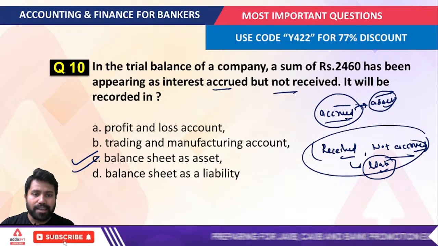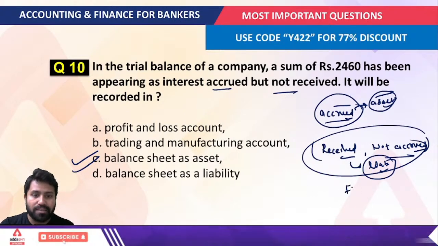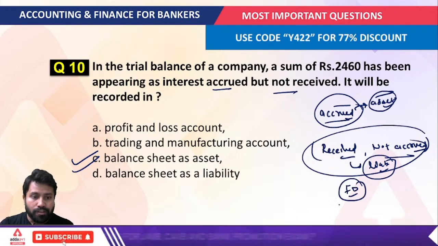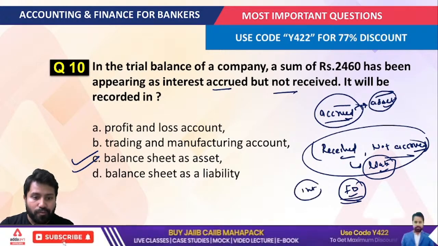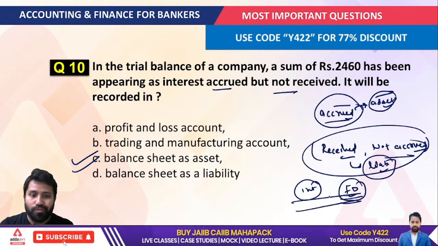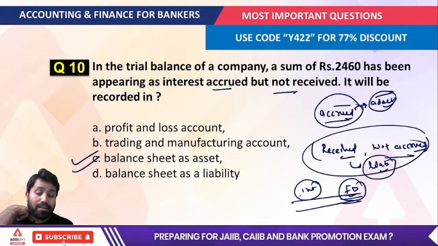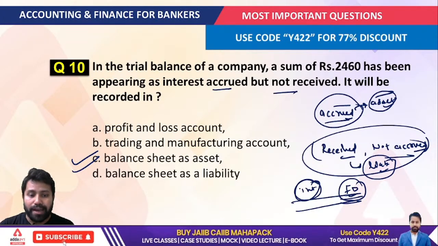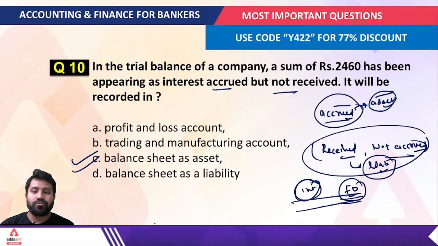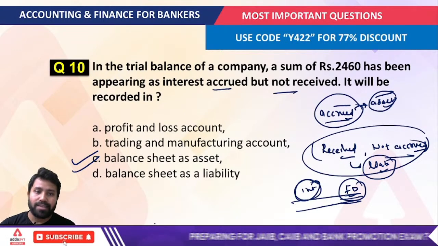You can understand an example of this. Suppose we take the perfect example of a fixed deposit. The interest on the fixed deposit is accrued but you have not received it. That is why this interest is understood as an asset for the company. So that is an example of this. The correct answer would be the balance sheet as an asset.